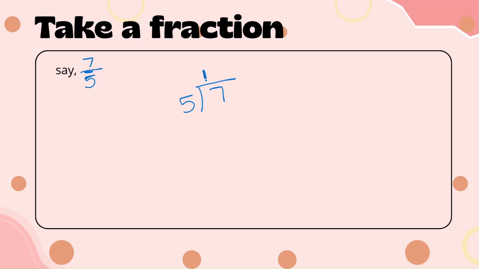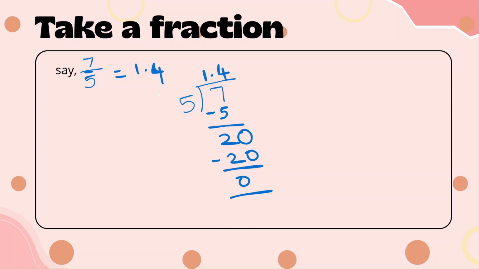Like this fraction, 7 by 5, divide that with normal long division. 1 5 is 5. If you subtract that, you will get 2, and 2 is not divisible by 5, so we have to keep a decimal point and take 0, and 4 5s are 20. Now this is divided totally, so the answer is 1.4. So 1.4 is the decimal number for this 7 by 5.